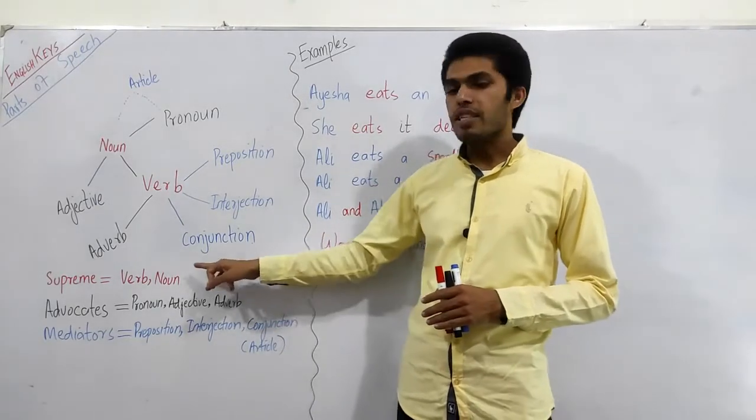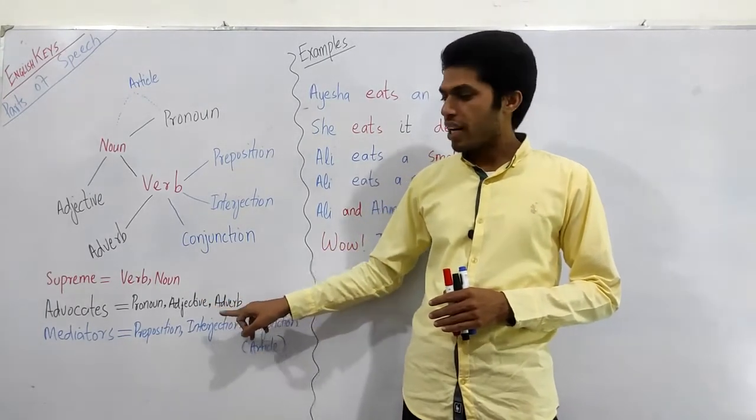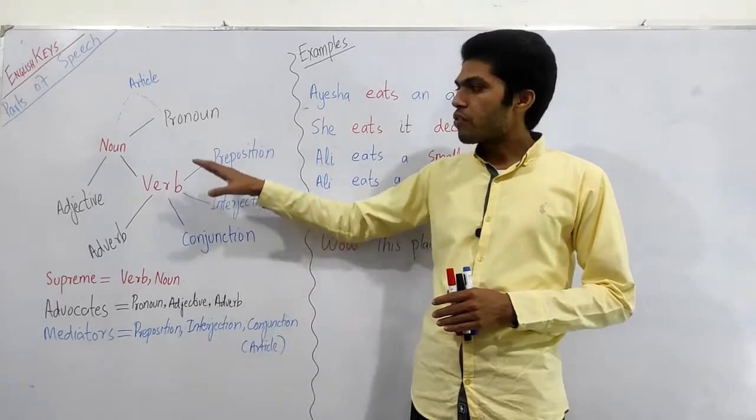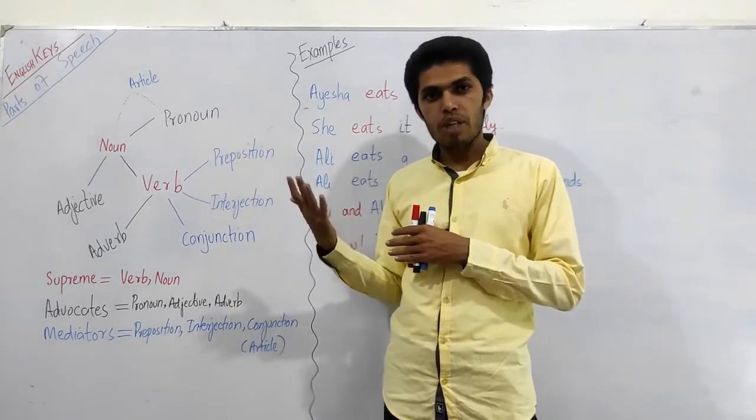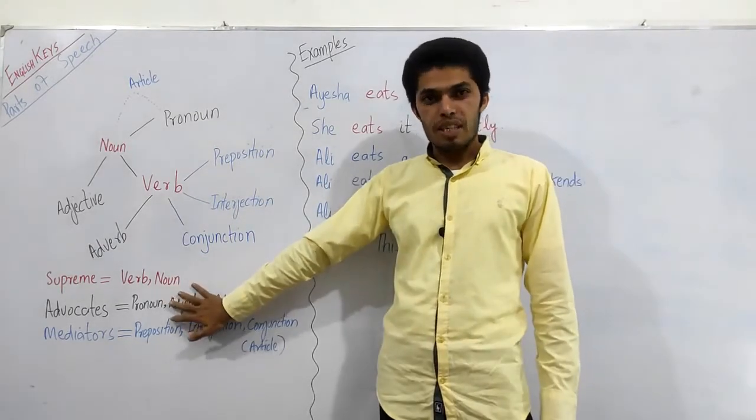The first category is the supreme parts of speech, the second category is the advocates, and the third category is the mediators. First of all we will talk about the parts of speech and try to understand them, and then we will try to relate them with these three categories.